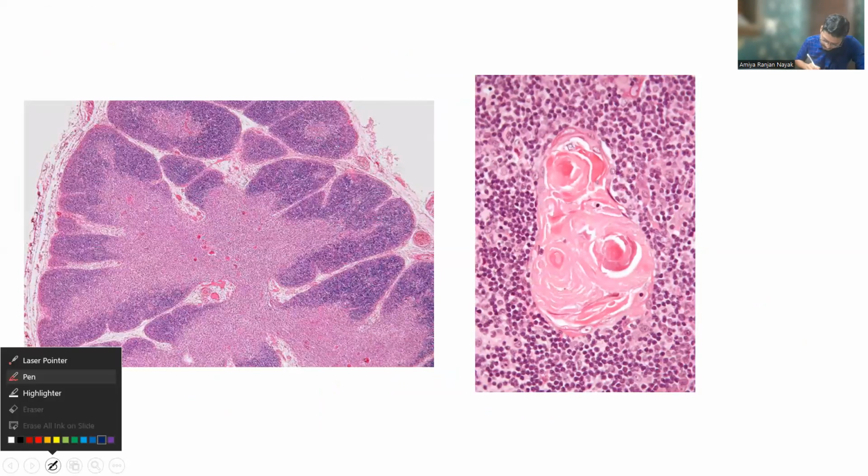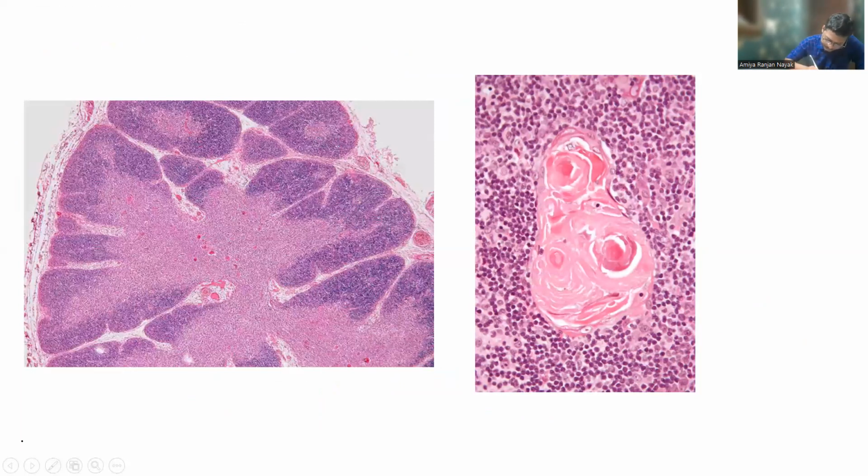Okay, so basically, this part is the cortex. The darker areas, you can appreciate these are the darker areas. This is the cortex, and of course, this lighter area is the medulla. So this is the cortex. This is the medulla. This is the medullary area.